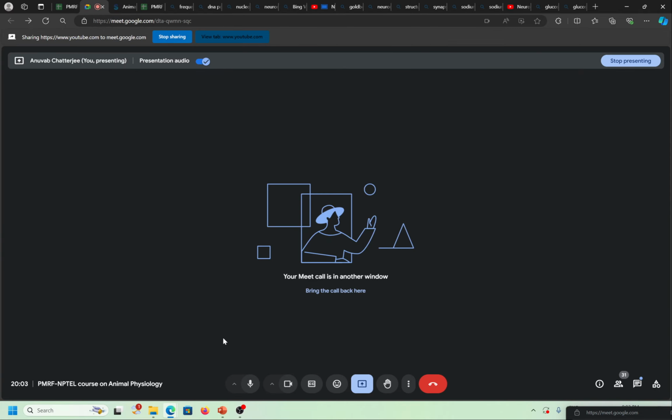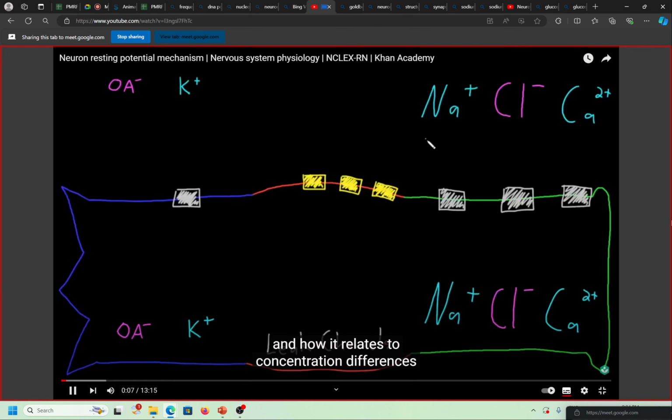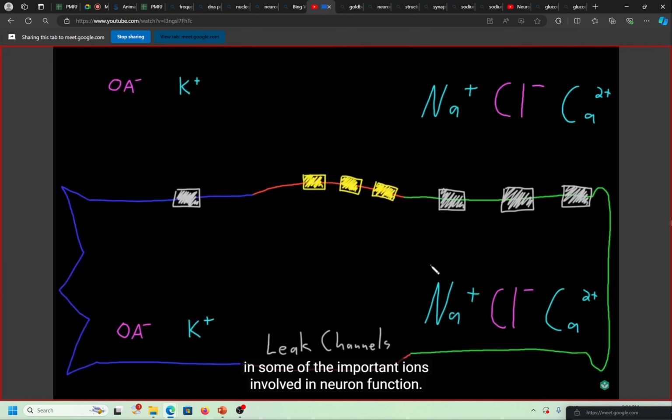In this video, I want to talk about how the neuron resting potential is created and how it relates to concentration differences in some of the important ions involved in neuron function, because understanding the concepts involved in the neuron resting potential will help us understand other neuron membrane potential changes like the graded potentials and the action potentials. So here I've drawn a blown up neuron. We'll have the soma in red, the axon in green, and one dendrite in blue, and I've blown up the dendrite and the axon really large just so I have some space to draw.